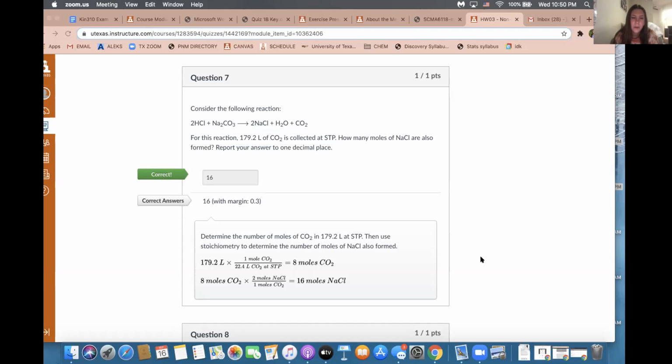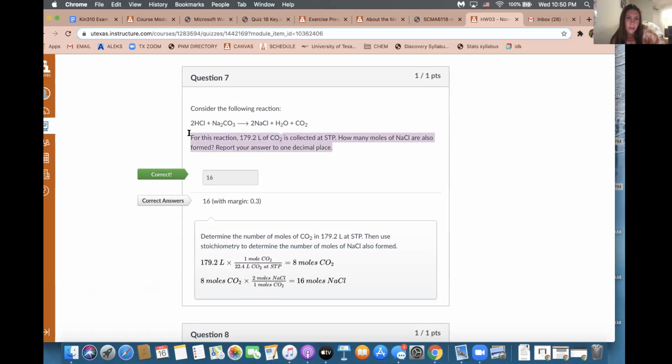And then moles to, I don't get how they got from moles of CO2. Oh, and then they use the equation for the molar ratio. Okay, so you have to go back and ask what this is asking you. How many moles of sodium chloride NaCl are also formed? I think I could have done this one. You could have done the bottom one. Yeah, I think this one would be okay. Yeah, that one was easy.